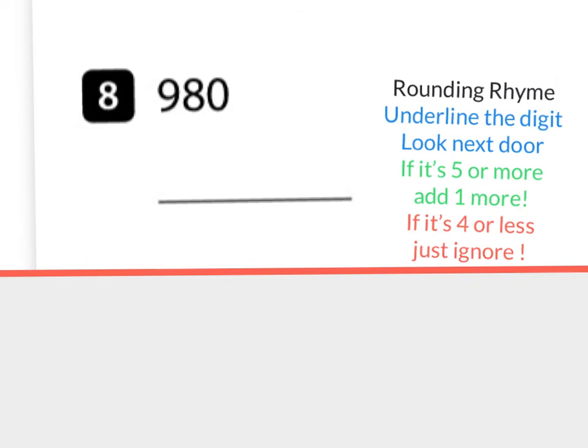Looks like I forgot to do number 8, so let's go back to that. We're rounding 980 to the nearest hundreds place. So you underline your hundreds place, you circle your digit to the right. Is the circled digit 5 or more? Yes, so you add one more to the underlined digit, and that will turn to a 10. The digit that is circled and all the ones to the right will turn to a 0. So 980 rounded to the nearest hundreds place would be 1,000.